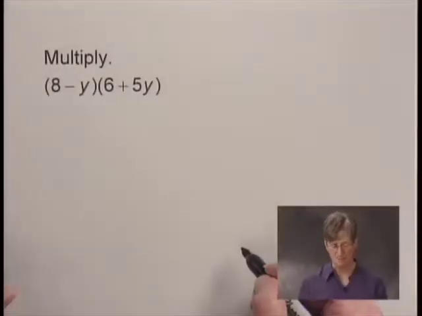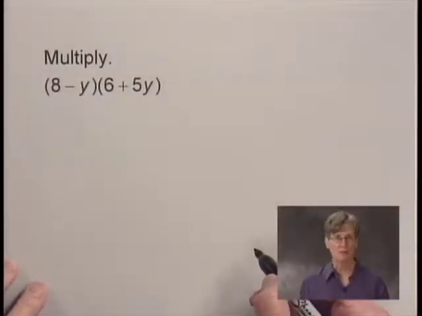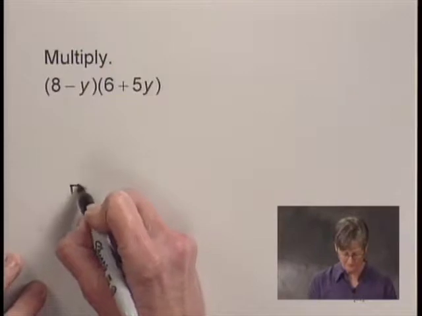We're going to multiply two binomials. We have the quantity 8 minus y times the quantity 6 plus 5y. And to do this multiplication, we'll use the procedure called FOIL.